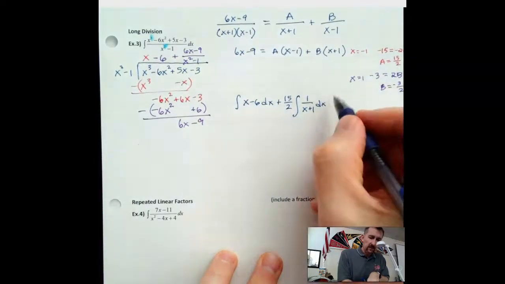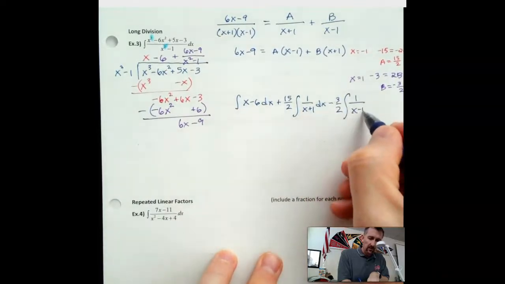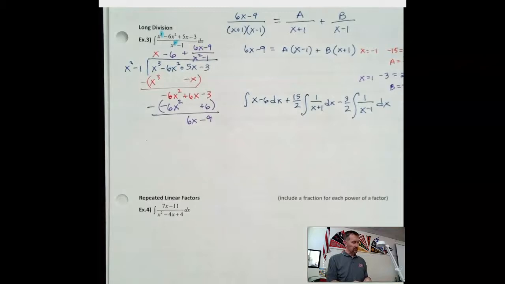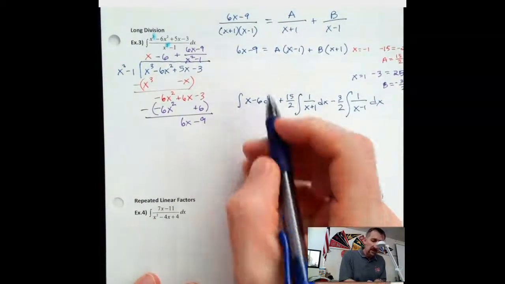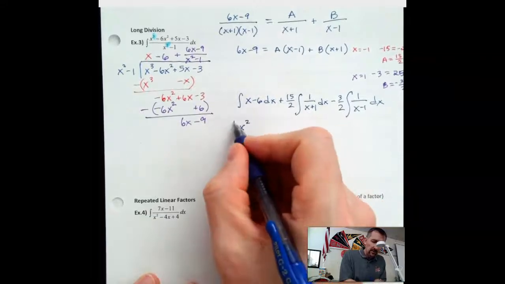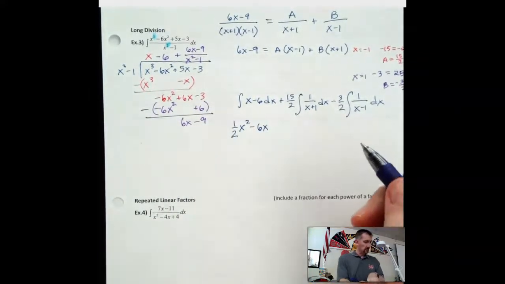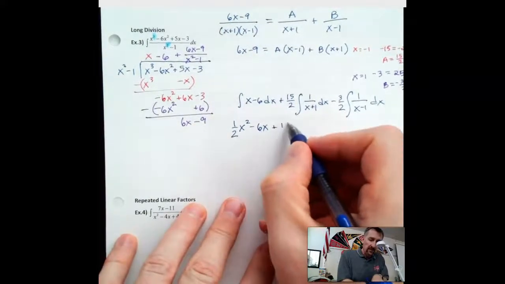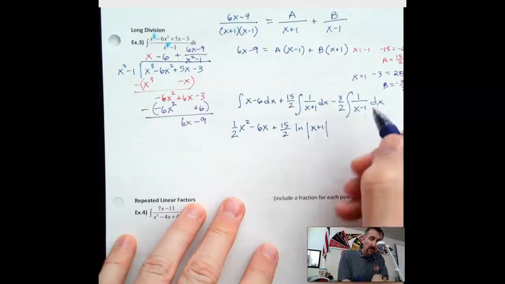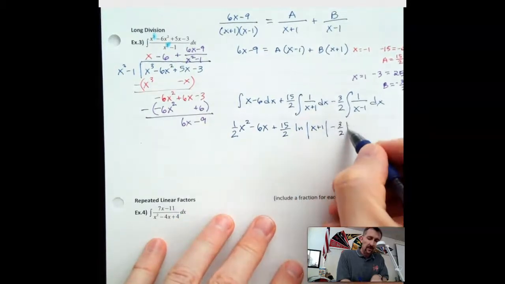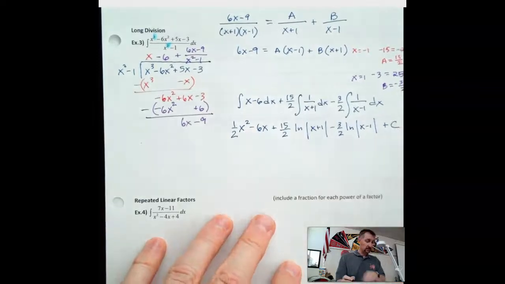And then the last one, negative 3/2, factor that out, and that's going to be 1 over x minus 1. So we have those integrals to look at there. Add 1 to the exponent, divide by the new exponent, minus 6x there. And then we have 15 over 2 natural log of x plus 1, and then we have negative 3/2 natural log of x minus 1, and then plus c.